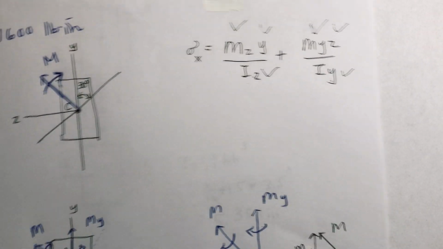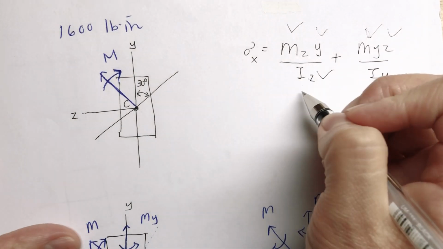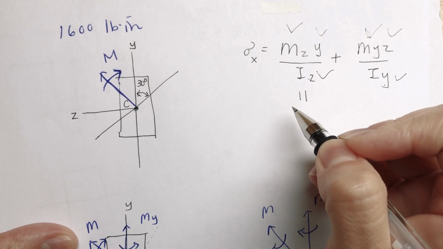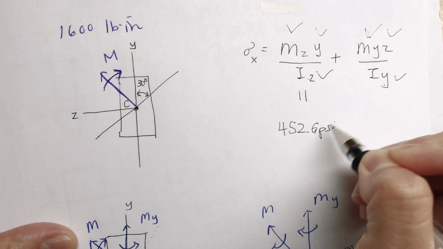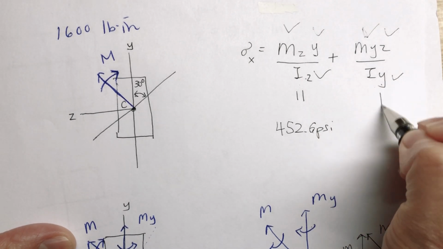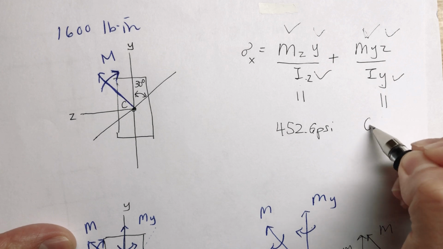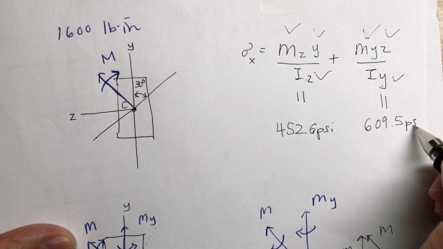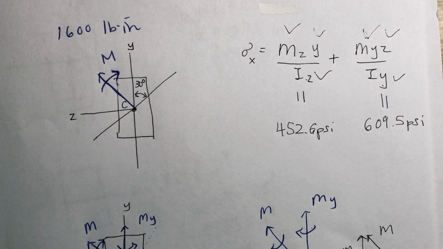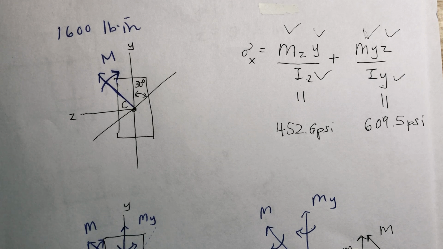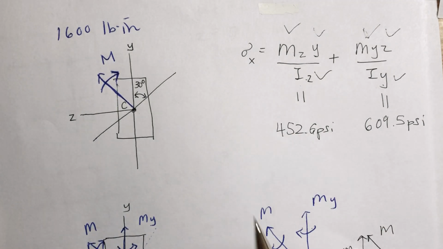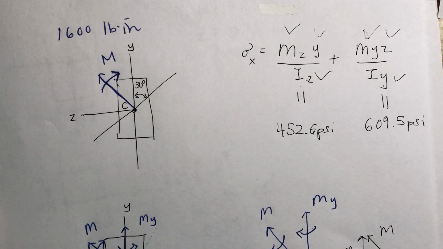Okay, so you get that this first term here is 452.6 psi, and the second term here is 609.5 psi. Now we're trying to find where the stress is at maximum.